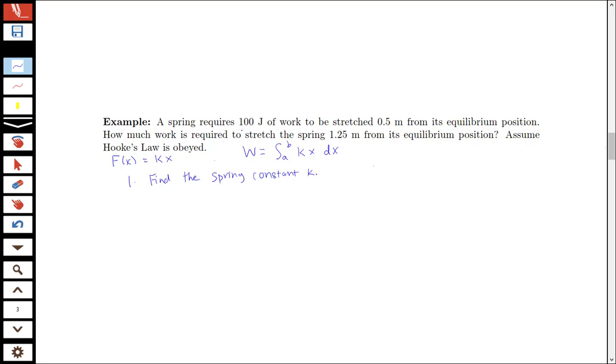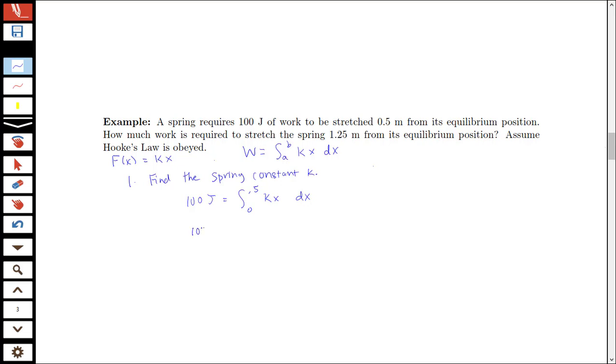We're told that the spring requires 100 joules of work to be stretched 0.5 meters beyond its equilibrium position. So in that case, we don't want to use this force equation because I don't have some sort of units of force to stretch the spring. What I have here is some units of work. So I need to set 100 joules equal to an integral from 0 to 0.5 of kx dx in order to determine my spring constant k.